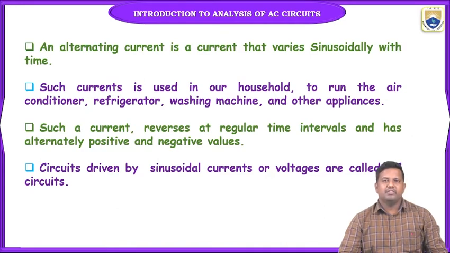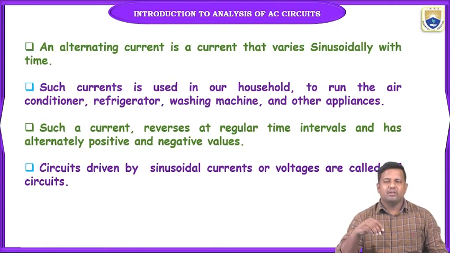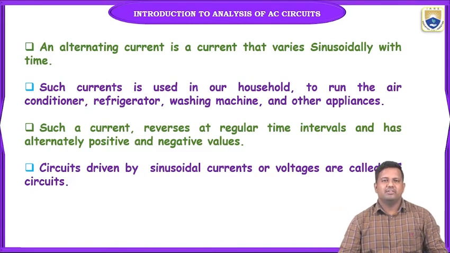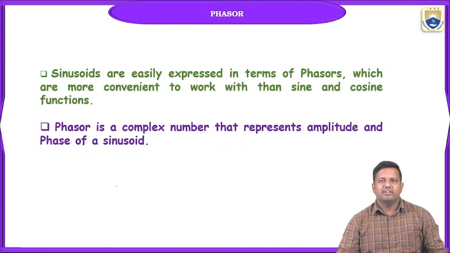What is the nature of these AC current signals or AC sinusoidal signals? Such AC current signals reverse at regular time intervals and have alternately positive and negative values. They reverse their magnitudes alternately from positive to negative, negative to positive, positive to negative, and negative to positive. This is the nature of time varying signals or AC current signals. I would like to draw a simple DC signal and AC signal. So here I am going to draw.